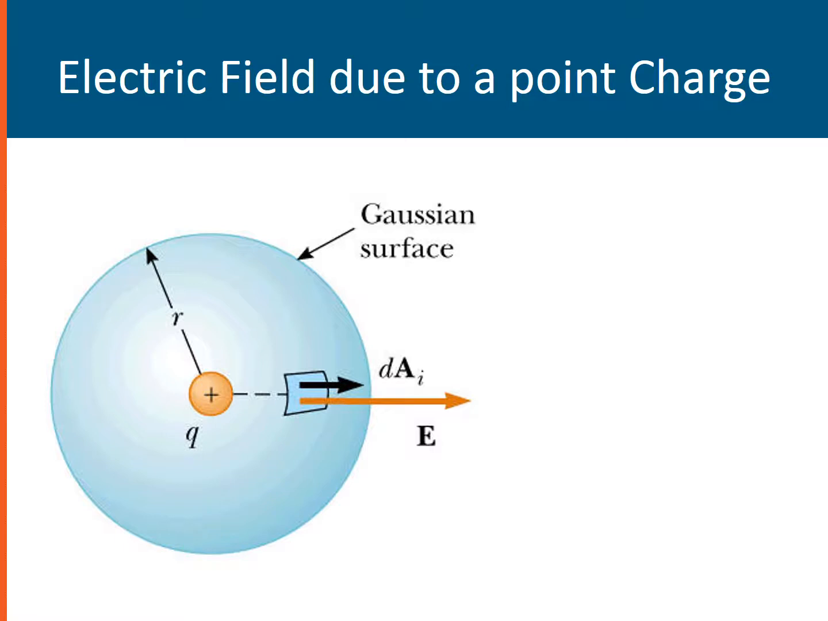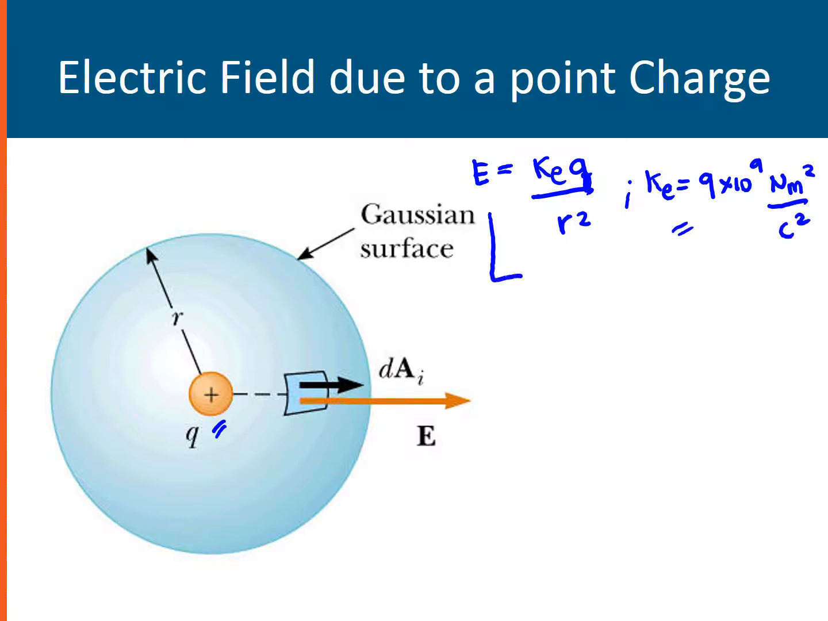So we have learned that if we have a point charge and we are asked to solve for the electric field of that point charge, we have the equation E is equal to Ke Q over r squared, where Ke is just equal to a constant, which is 9 times 10 to the power of 9, and the unit is Newton meter square per coulomb square. So that is the electric field due to a point charge.